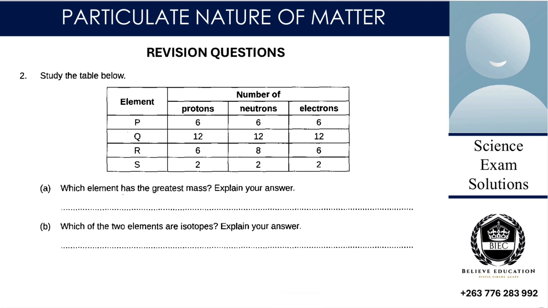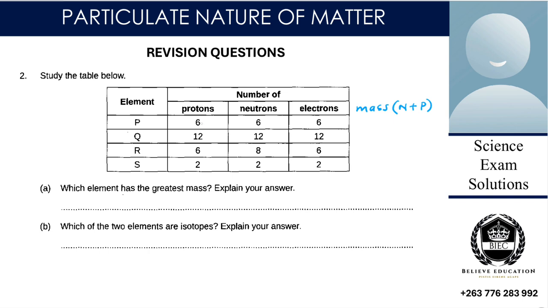Then to enter the other one, number 2, study the table below. The table we are studying has P, Q, R and S. Then we have the proton numbers, we have the neutron numbers, etc. Which element has the greatest mass? So to find the element with the greatest mass, let's add a column for mass. We all know that mass is equal to what? Neutrons plus protons.